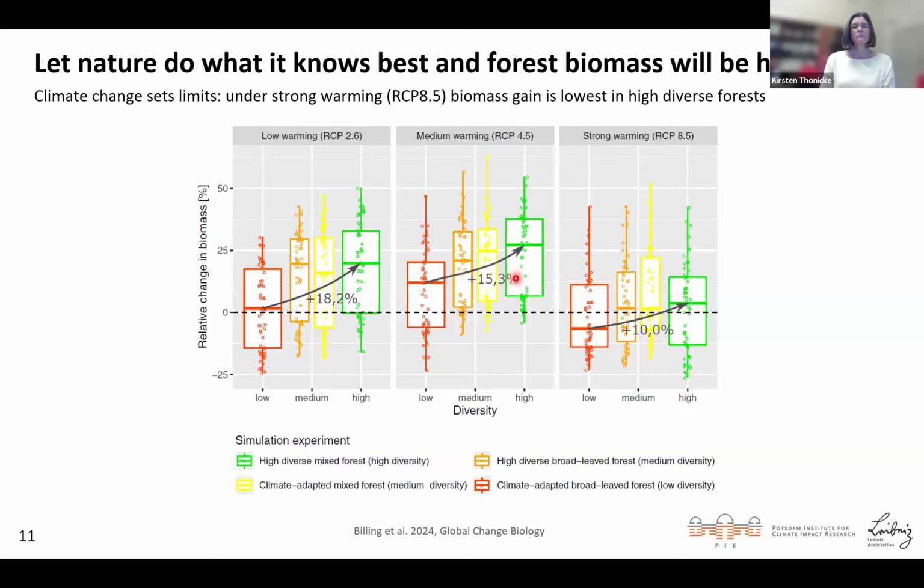There are different factors, but what I want to point you to is under RCP 8.5, the supporting function of biodiversity in mitigating climate change impacts is diminishing. So not only is the difference between the two experiments different, also the change in biomass is decreasing.